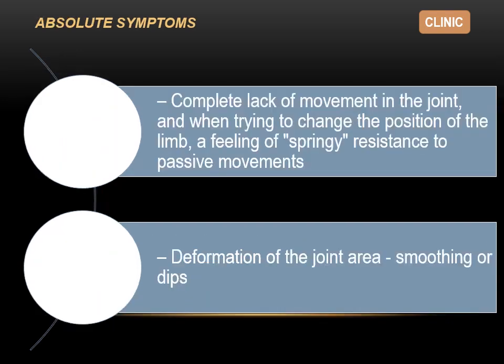These are relative symptoms. There are also absolute, that is, reliable symptoms of dislocation. This is a complete lack of movement in the joint, and when trying to change the position of the limb, there is a feeling of springy resistance with passive movement. This is an absolutely reliable symptom. Another variant is deformation in the joint area with smoothing and sinking, with dips, the so-called symptom of umbilication. These are our absolute symptoms.